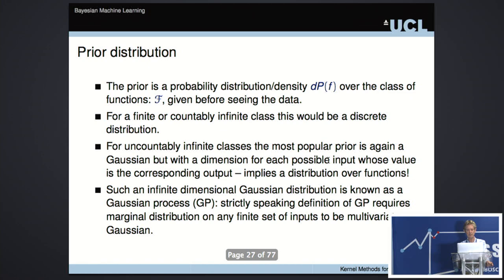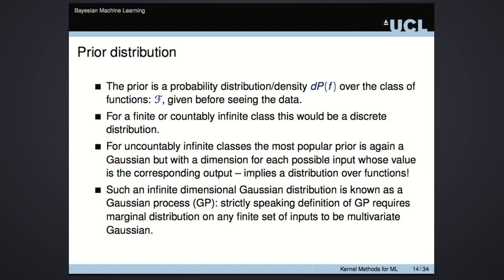Obviously, there are going to be correlations because points that are close together should have similar output values. And this kind of infinite dimensional Gaussian distribution is known as a Gaussian process. Strictly speaking, the Gaussian process is defined by saying that the marginal distribution on any finite set of inputs must be multivariate Gaussian. So you're essentially thinking of this distribution over all inputs, but at any moment that you're interested in working with it, you take a finite sample, and then there is a Gaussian distribution of the outputs for that finite sample.